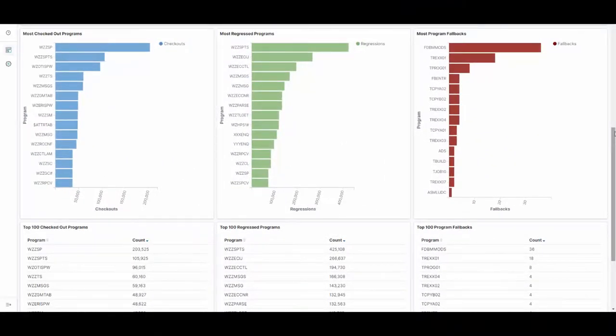Scrolling down, we break out the modules so we can more clearly see which modules are being checked out most often, which modules are regressing the most often in our SCM, and finally, which modules are experiencing fallbacks to previous releases, the most costly of the problems we can encounter. Again, this is another example of how we use zAdviser to understand our programs and continuously improve.